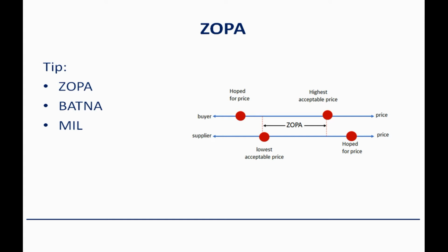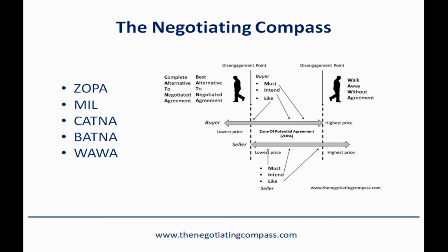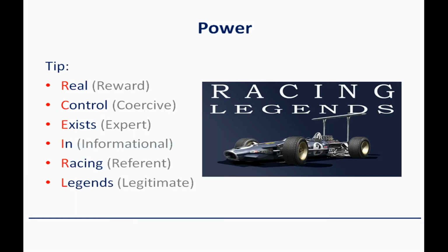Once the zone has been established, the negotiator will need to identify possible best alternatives if there is no agreement within it. Meanwhile, they should also plan what they can accept within the zone in terms of what they must achieve, intend to achieve, and would like to achieve. The negotiating compass goes beyond these 3 criteria to discuss other strategies not covered in the guide. These include a complete alternative in a market of perfect competition and a walk-away strategy where there are no best alternatives.